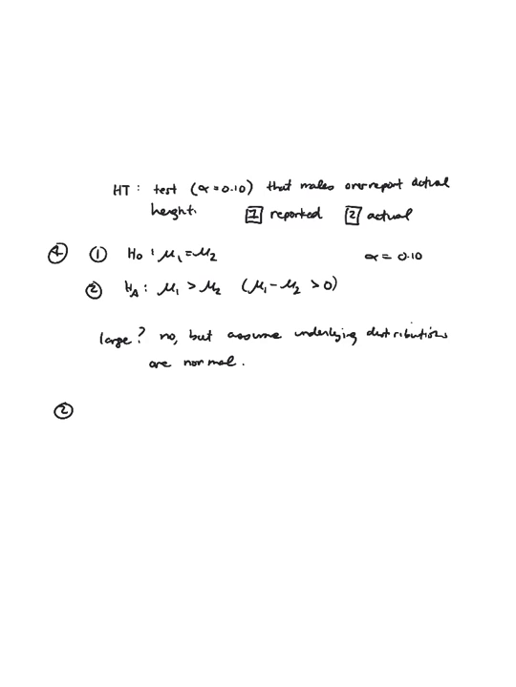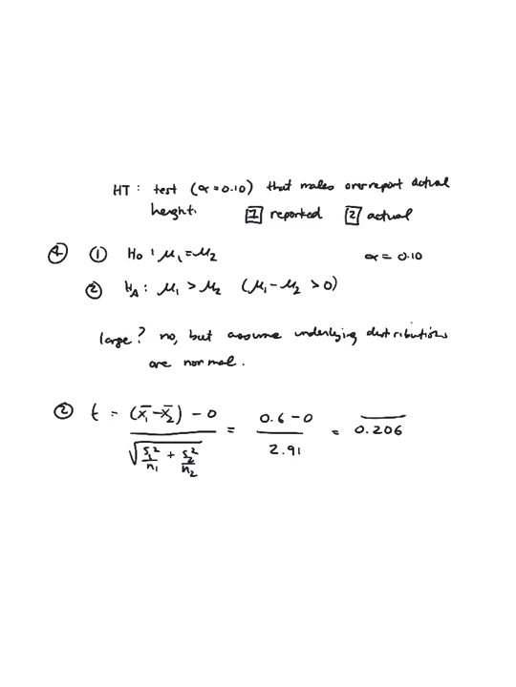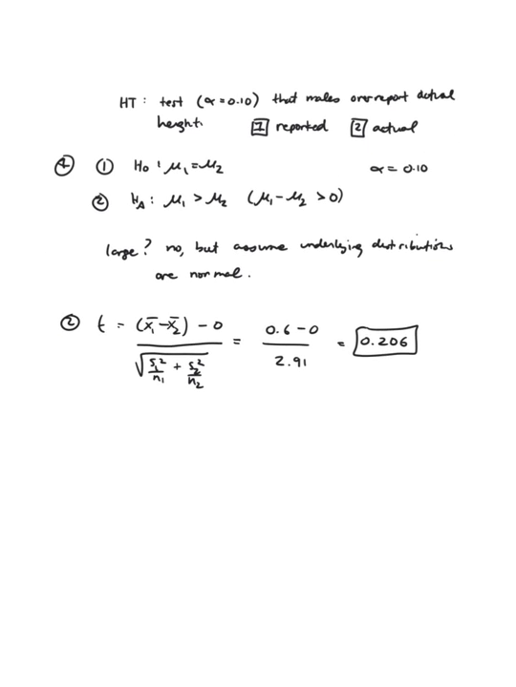Step 2, test statistic T, just like last lecture. The difference in the sample means minus 0, the null hypothesized difference, over the standard deviation, root S1 squared over N1 plus S2 squared over N2. And if you plug all the numbers in there, you end up getting 0.6 minus 0, and the standard deviation works out to 2.91, and you get 0.206 as your test statistic.